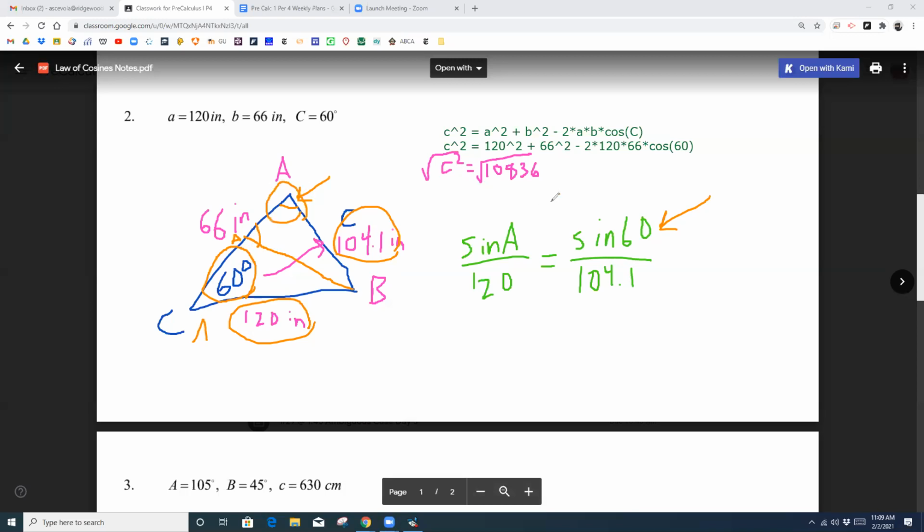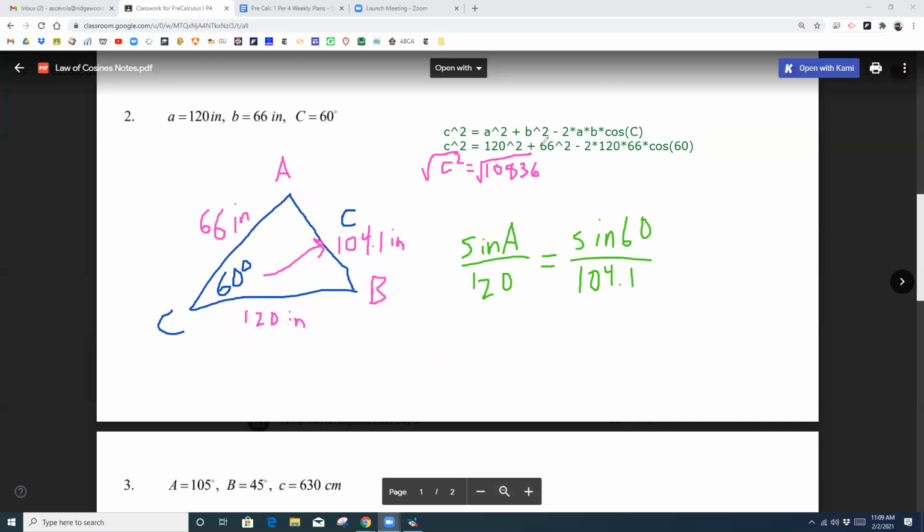Because when you ultimately find A, you're going to have to do the sine inverse of something, and that's only going to be between 90 and negative 90. So it wouldn't tell you if it's obtuse. That's why you should always do the law of sines on the smaller of the two angles. Sometimes you get lucky and it'll work itself out, but you will sometimes run into issues if you do the law of sines after the law of cosines and it's not on the smallest possible angle.